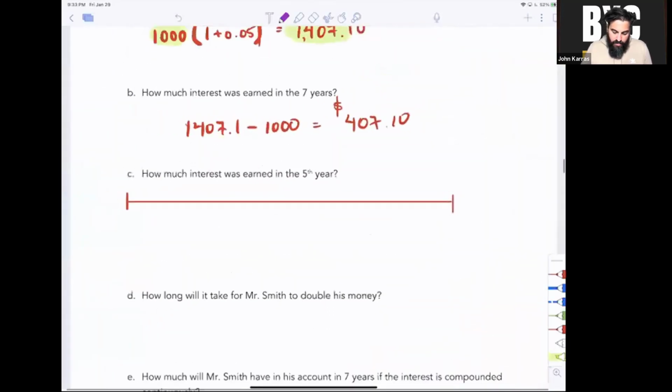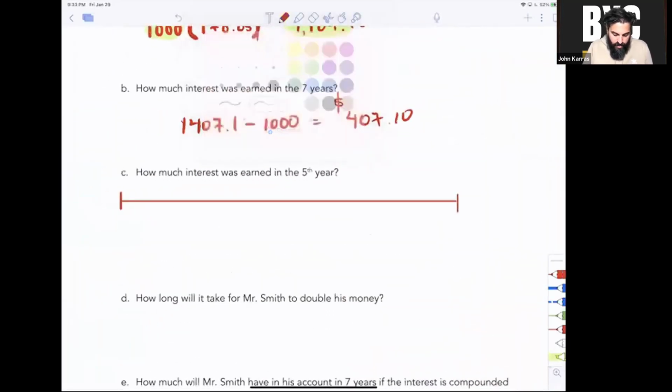So if I'm asking you about the 5th year, let me draw my timeline. Today is always time 0. This is the end of year 1, the end of year 2, year 3, year 4, and year 5. The question is asking how much interest was earned right here in the 5th year. Isaac has already given me the correct answer. Very good. I know that the interest in this year is based on how much money I have in my account right here at the end of year 4.